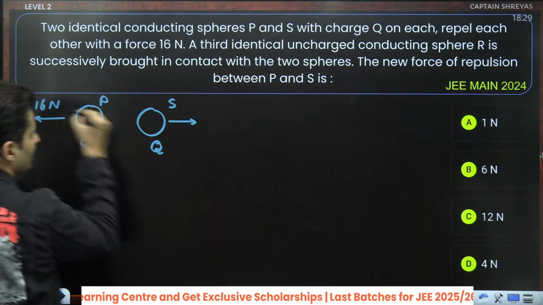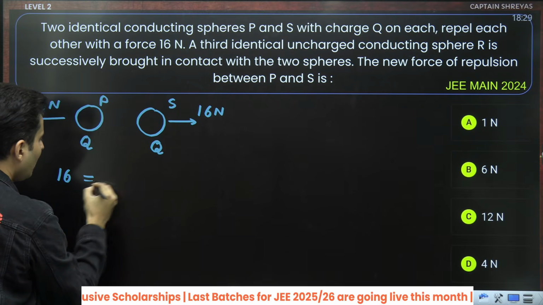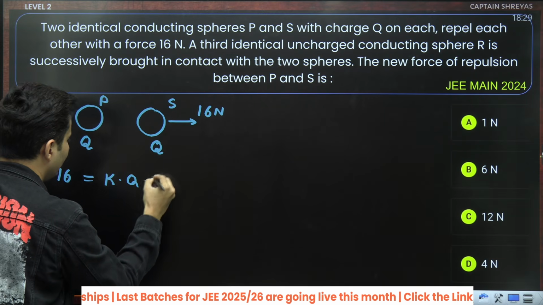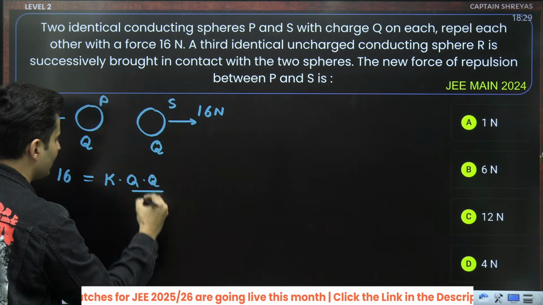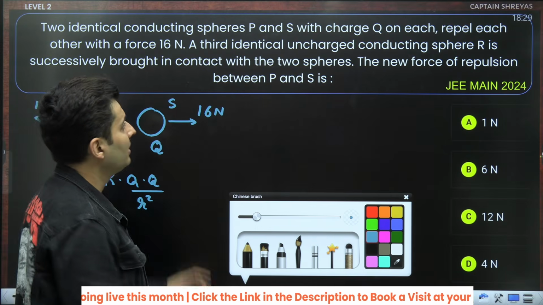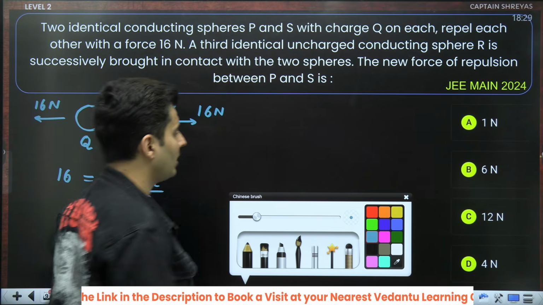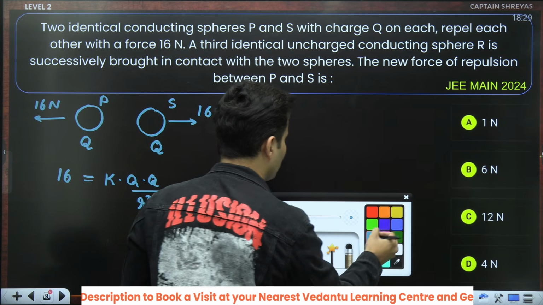So 16 Newton is the force, and by Coulomb's law, 16 Newton will be K into Q divided by the distance between them. Let's say it is R, so R square. Now just imagine you bring a third identical charged sphere R. What will happen because of that?